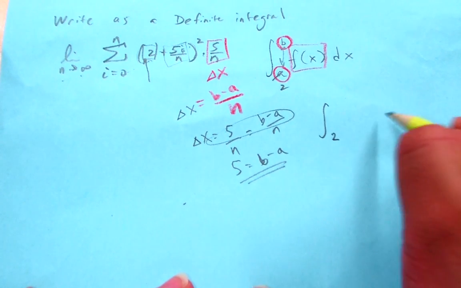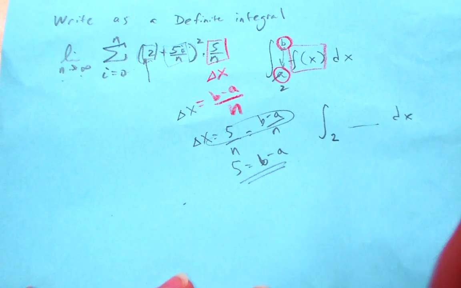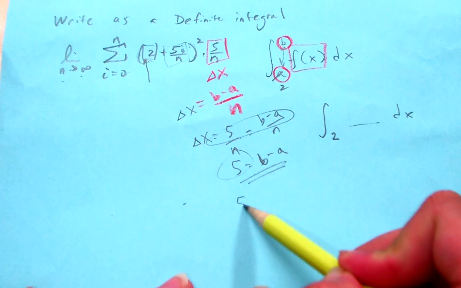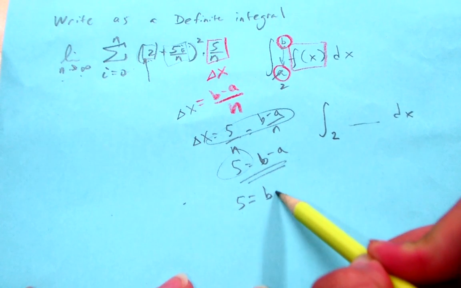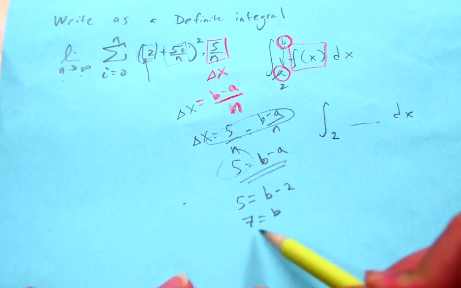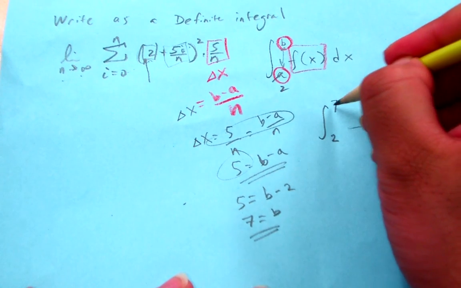We have the integral from 2 of some function dx. Well, this 5 tells us then that if 5 is equal to b minus a, 5 is equal to b minus 2. Add 2 to both sides, and thus 7 is your b. So now we have most of our answer.